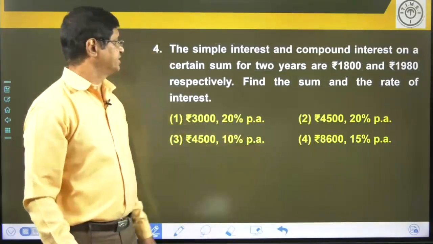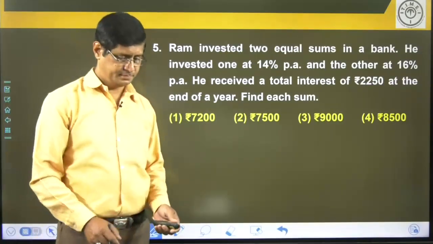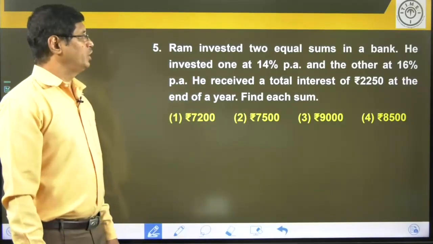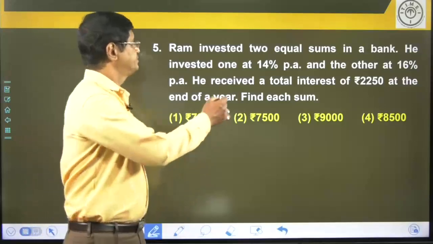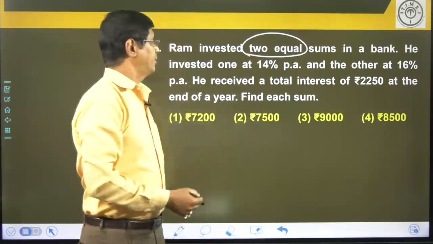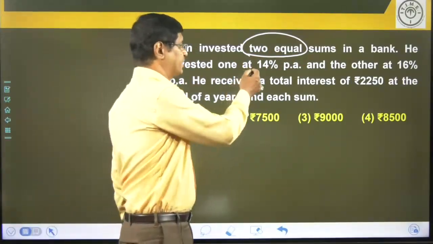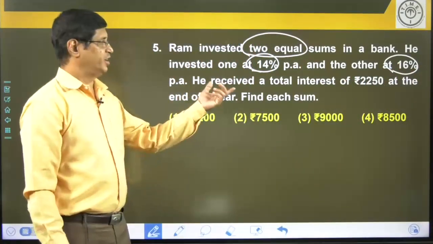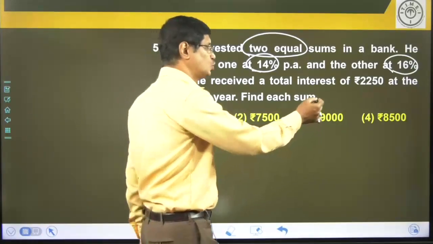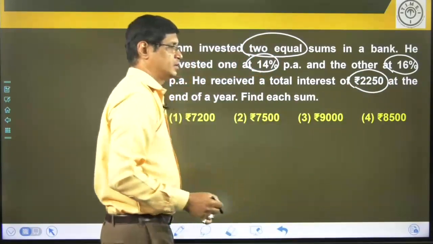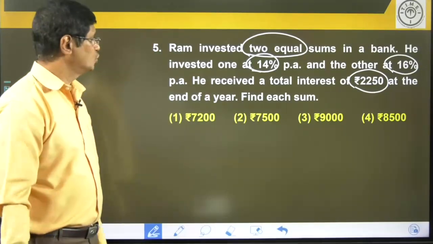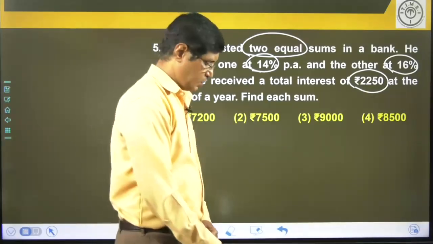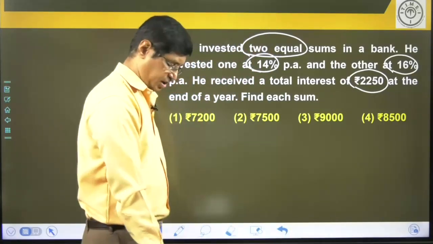Now, look at the next example on your screen. Ram invested 2 equal sums in a bank. He invested one at 14% per annum, the other at 16% per annum. And he received a total interest of rupees 2250 at the end of a year. Find each sum. So, how much is each sum?